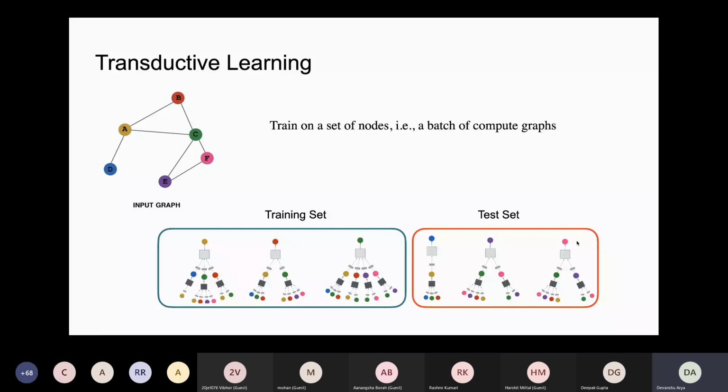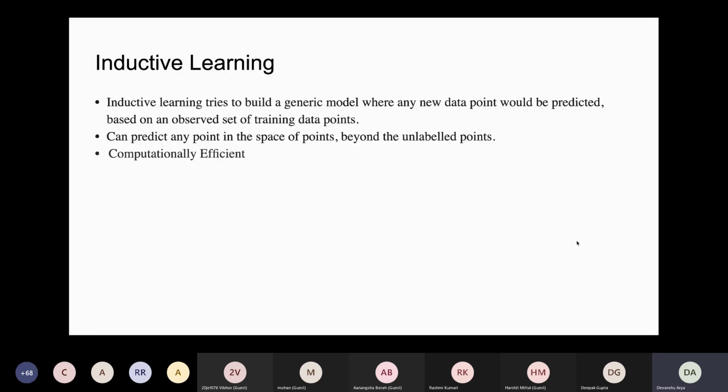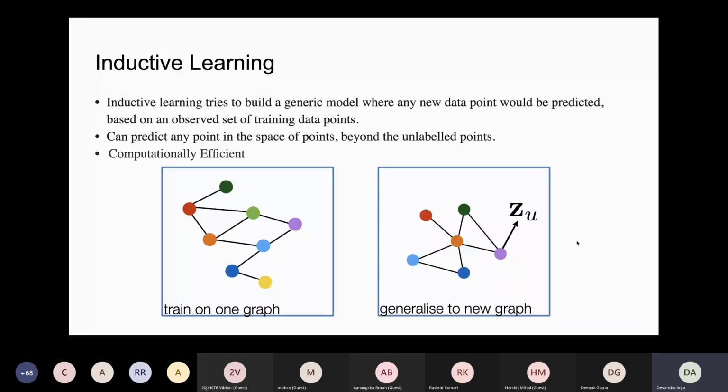So then came inductive learning. Inductive learning tries to build a generic model where any new data point would be predicted based on an observed set of training data points. So it can predict any point in the space of points beyond the unlabeled points. So basically what it does is it trains on one graph, which is on the left side, and it can generalize or give predictions on the other graph, which might not be part of the training graph itself.